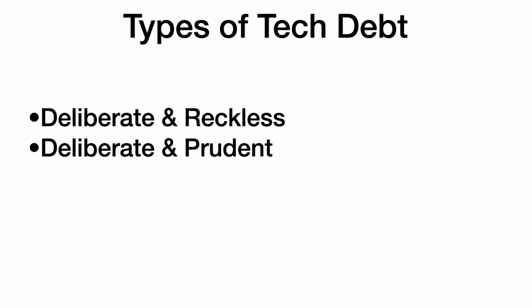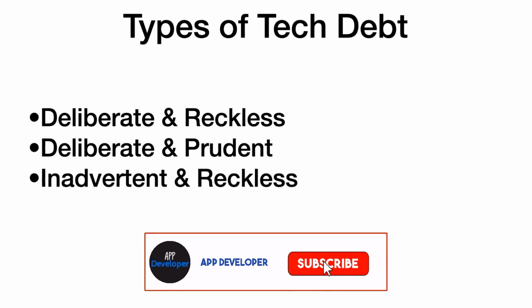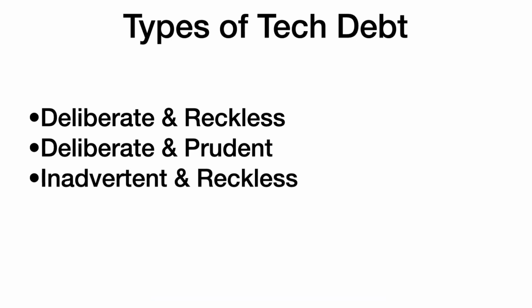Now let's see the third one. This one is inadvertent and reckless. This type of tech debt is the most harmful for any organization or for any product. It happens when the team doesn't have enough experience and implements anything without thinking or without considering the outcome, pros and cons, and this leads to tech debt.